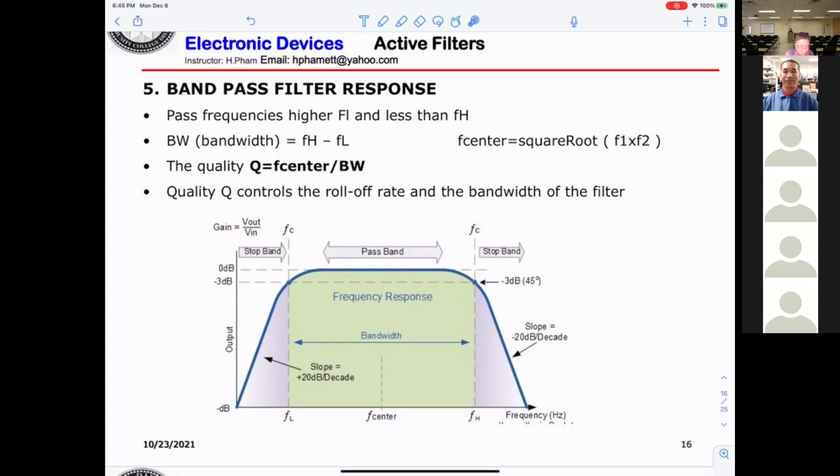So I'm looking into that thing here. I know this is a stop band. Also, this is a stop band. The pass band will be from here to here. Okay. So for the band pass filter, you can get the cutoff frequencies, F1 and F2, or F low and F high. And in the middle here, you get the frequency they call the center frequency.